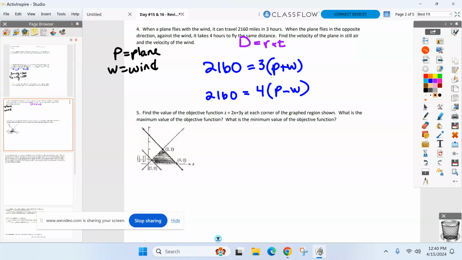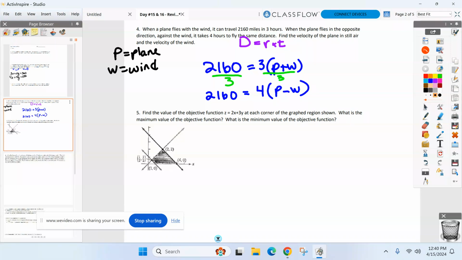You can distribute the 3 and distribute the 4 and get after it. Or you can make these look a little simpler. Anybody remember what I had you do before? If you wanted to go down this road. If not, distribute and go. Divide the 3 out. Why divide the 3 out?